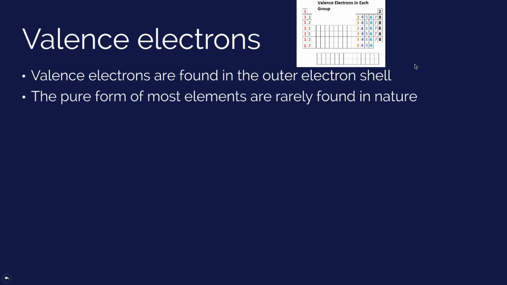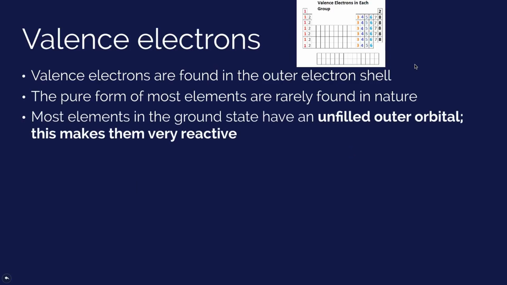Now, in nature, a lot of these elements that we see are always part of something else. They're always in a compound of some sort because our elements, the way that we know them on the periodic table, in their ground state, have unfilled outer orbitals. And this actually makes those electrons very reactive. They want to do something, they want to get somewhere. And so that's not very good for keeping a pure sample of an element.